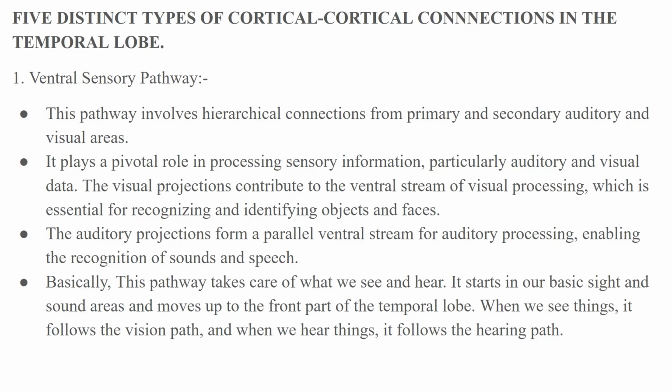plays a pivotal role in processing sensory information, particularly auditory and visual data. Visual projections contribute to the ventral stream of visual processing, which is essential for recognizing and identifying objects and faces. And auditory projections form a parallel ventral stream for auditory processing, enabling the recognition of sounds and speech. Basically, this pathway takes care of what we see and what we hear. It starts in our basic sight and sound areas and moves up to the front part of the temporal lobe. When we see things, it follows the vision path, and when we hear things, it follows the hearing path.